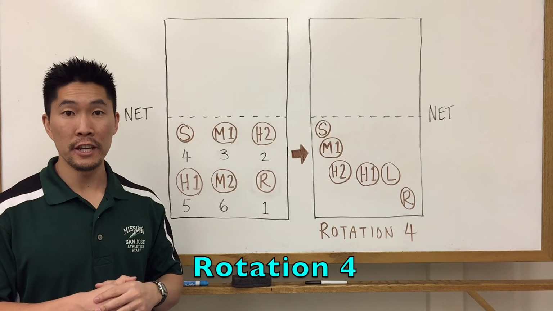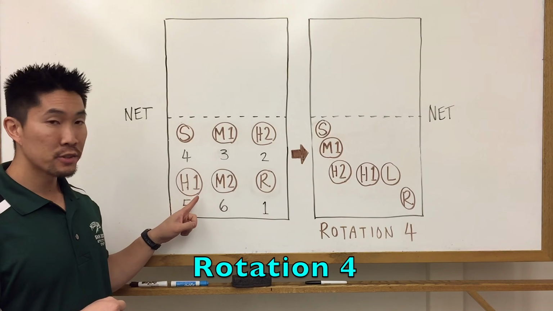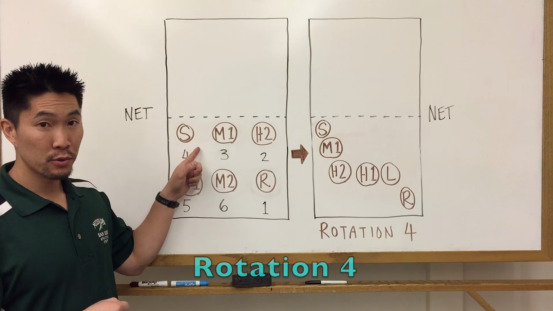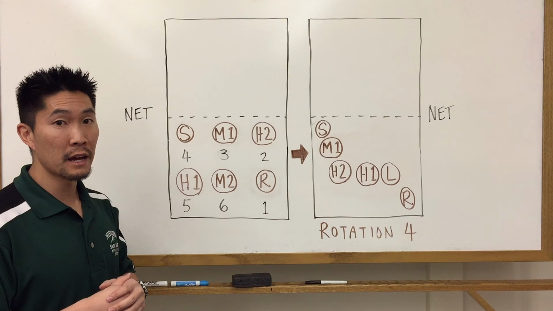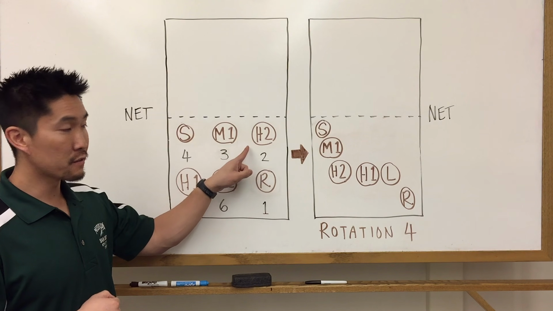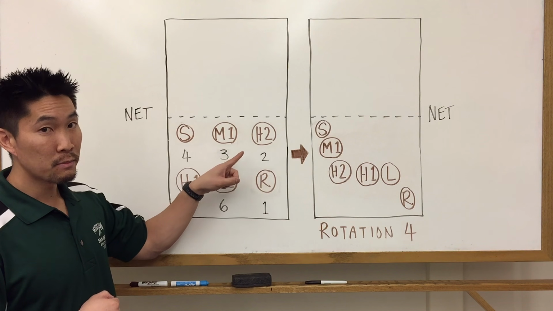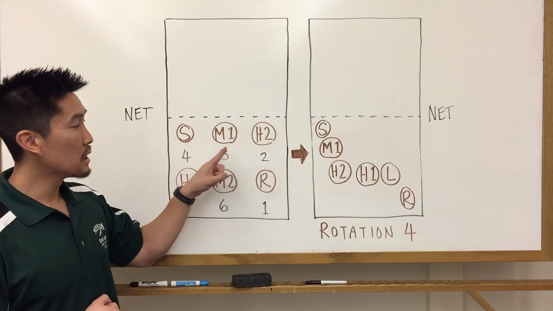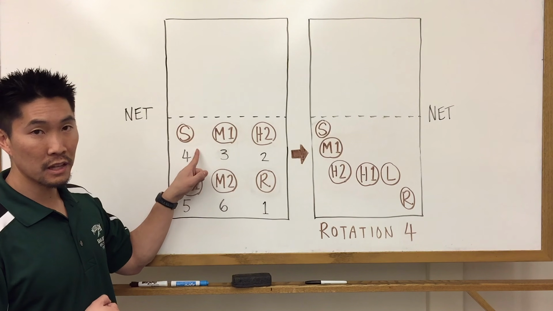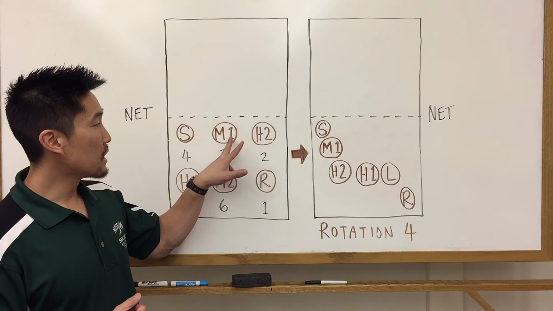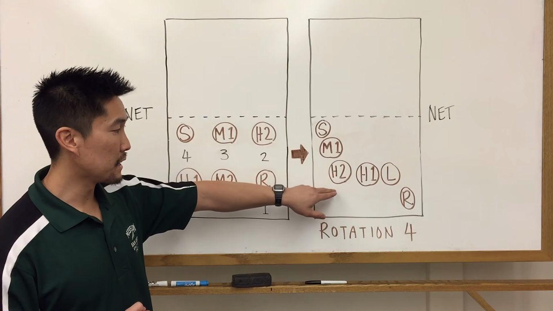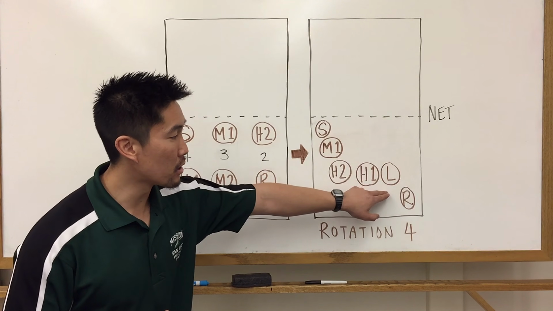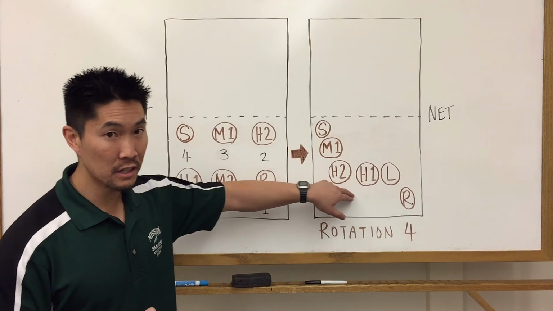Next, we'll move to rotation 4. The setter has rotated from the left back now to the left front. In order for the 3 primary passers to pass, the H2 must shift all the way to the left, and to make sure that the H2 stays in rotation, the M1 also must shift to the left. So here you'll see the M1 and the H2 shift all the way to the left to make sure that the H2, H1, and the libero are passing in serve-receive.